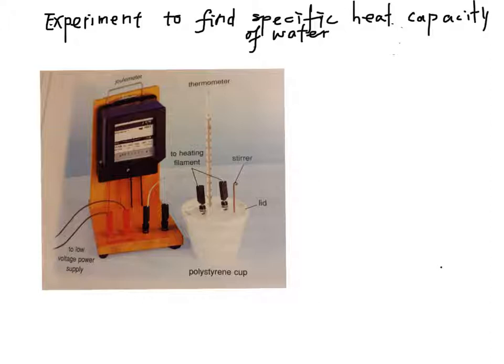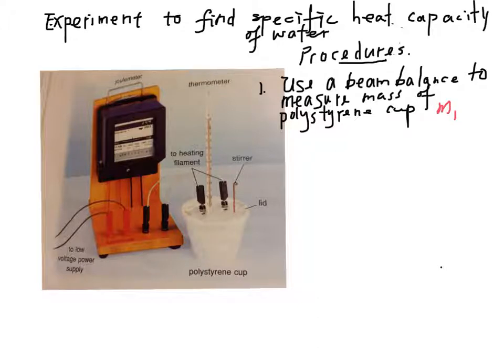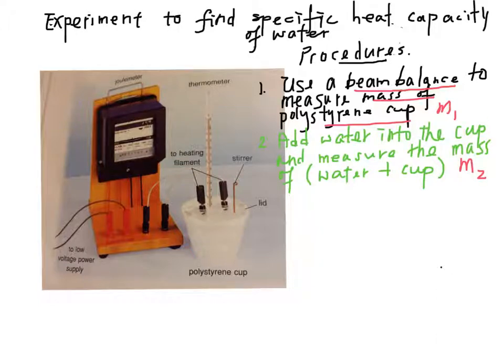Now we are going to do an experiment to find the specific heat capacity of water using the apparatus shown in the diagram. First, use a beam balance to measure the mass of the polyethylene cup, M1. Second, add water into the cup and measure the mass of the water plus the cup together, which we call M2.